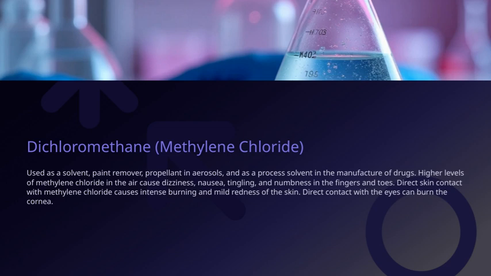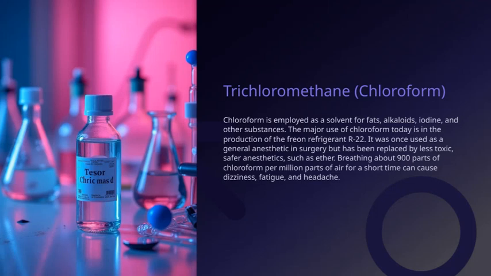Connecting this to our overall theme of chemical safety, it's clear that understanding the proper handling and potential hazards of chemicals like methylene chloride is crucial for protecting ourselves in the workplace and beyond. Now, let's talk about chloroform, also known as trichloromethane. It's been used historically as a solvent for fats, alkaloids, iodine, and other substances, making it quite versatile in various applications. Today, however, its main use is in the production of the refrigerant R22, which is a type of freon.